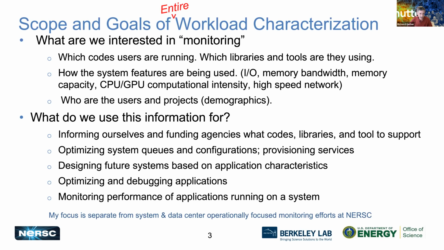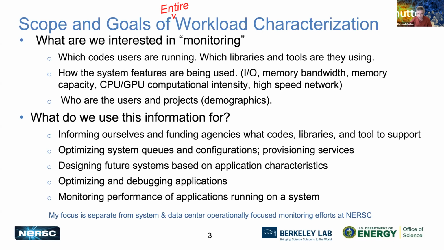We use this information to optimize system queues and configurations, provision services, whether they are edge services, maybe quality of service that you might provide for a system for certain jobs, educational services, outreach services, all that sort of thing. Of course, designing future systems based on what the applications are doing. If we're really moving to extremely heterogeneous types of systems, being able to identify portions of the workload that can take advantage of, say, different kinds of accelerators, different kinds of IO systems, it's that whole system balance and what it's made up of question.